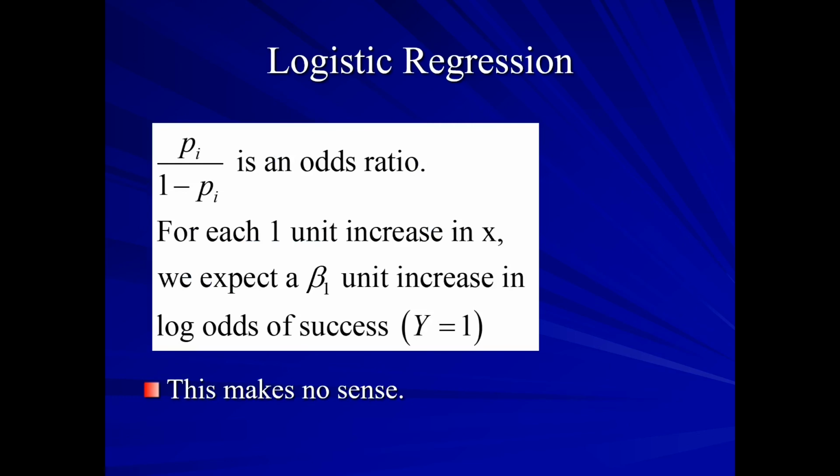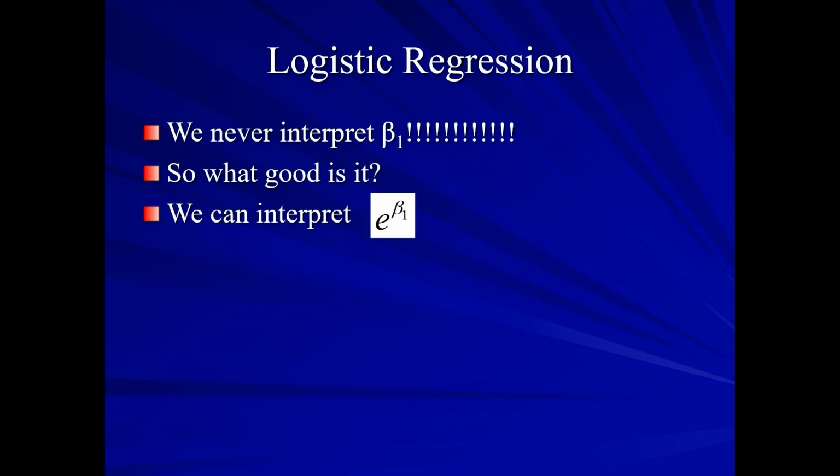We're actually looking at an odds ratio. Pi over 1 minus pi, this is an odds ratio. So in trying to interpret beta 1 using this, what we would be saying is for each 1 unit in x, we expect a beta 1 unit increase in the log odds success. However, this makes absolutely no sense. So we're never going to interpret beta 1 in logistic regression.